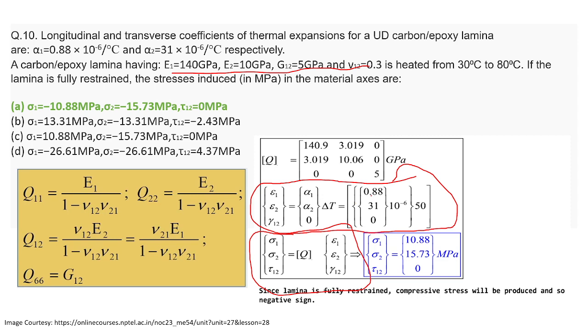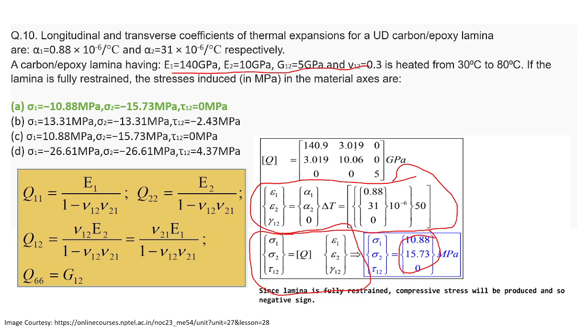Strain, you found the values in terms of alpha 1 and alpha 2 as this. When you put the values in this matrix, we will get the final stresses in 1, 2, and sigma, tau 12 as the final value here.